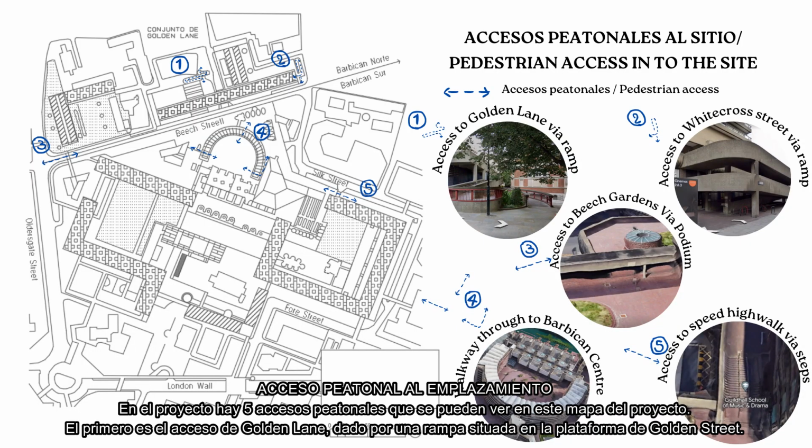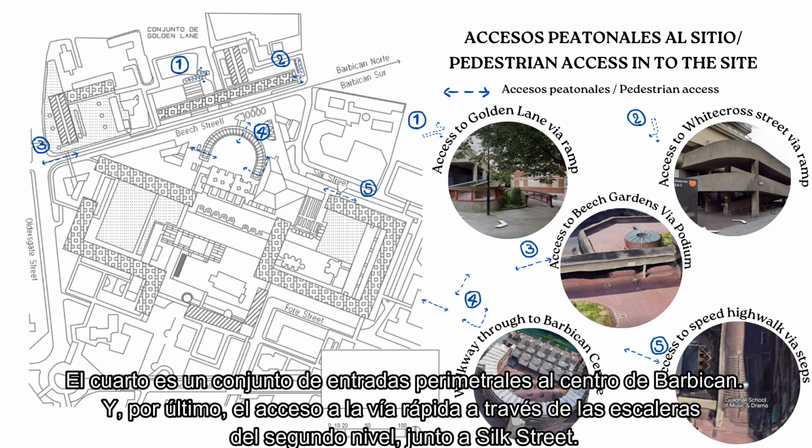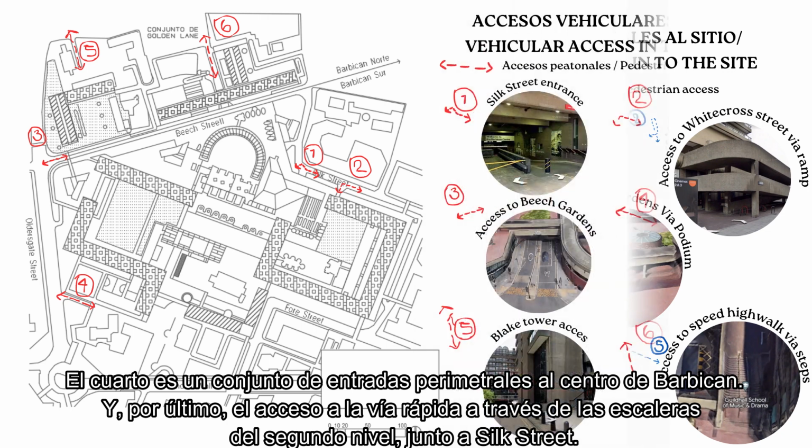Pedestrian access to the site. In the project, there are 5 pedestrian accesses that can be seen on the project map. The first is the Golden Lane access given by a ramp located on the platform of Golden Street. The second is White Cross Street, also with a ramp located on this street next to a vehicular access. The third is in the Beach Gardens through the podium. The fourth is a set of perimeter entrances to the Barbican Center, and finally access to the expressway through the stairs on the second level next to Silk Street.